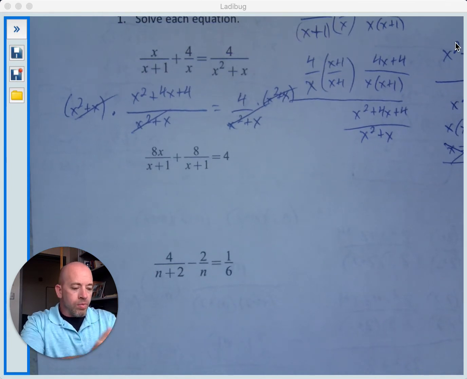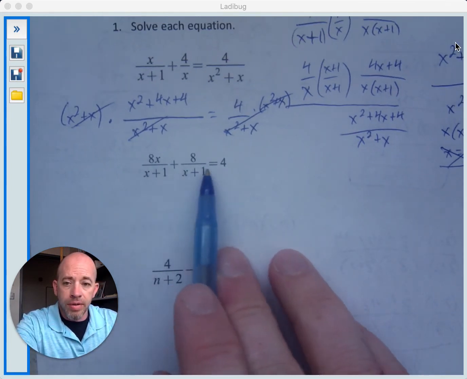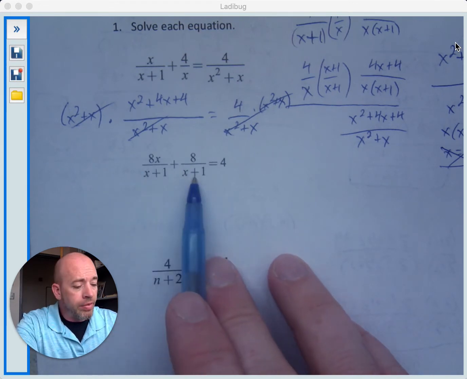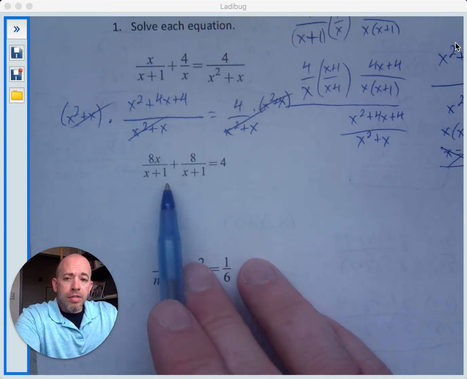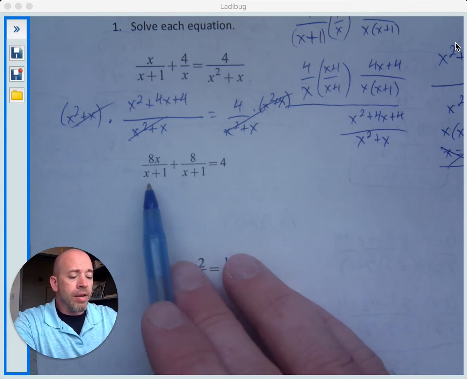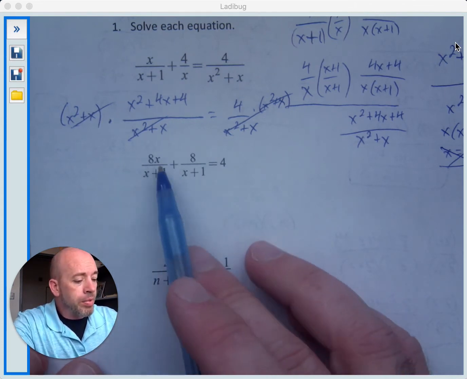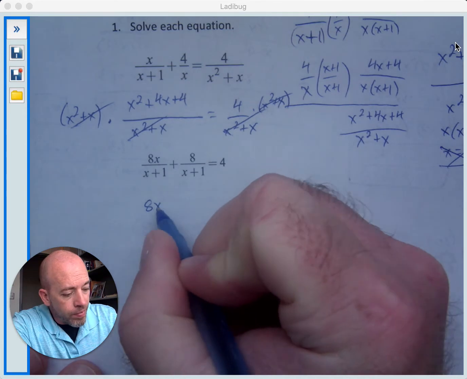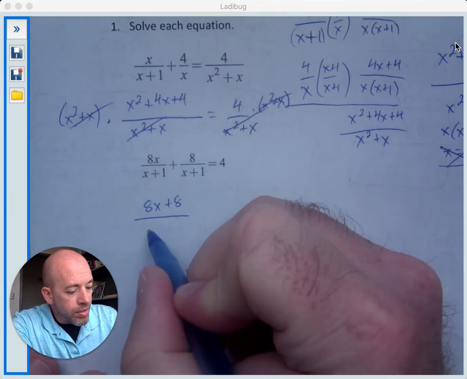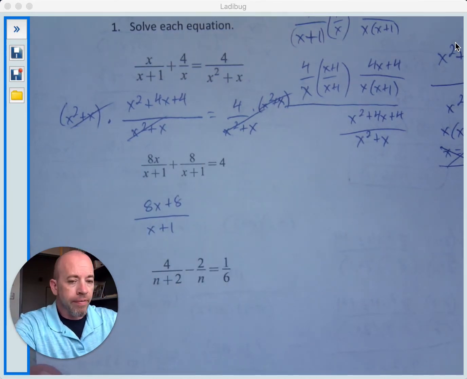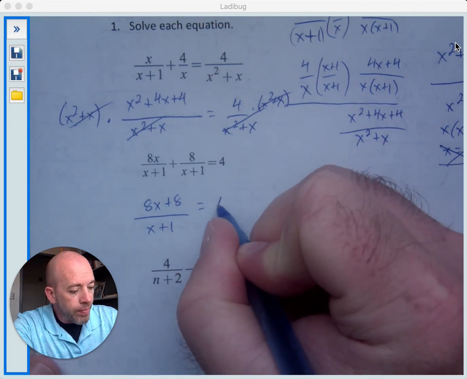All right, so again, we can combine these two together, right? Easy enough. We have the same denominator even. So I'm not going to write this vertically. There's no need to, right? Because we already have the same denominator. So 8x plus 8 over the same common denominator, x plus 1, equals 4.